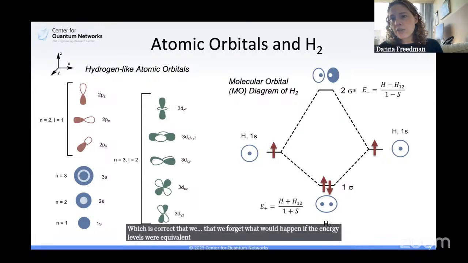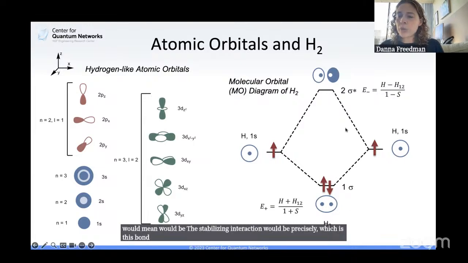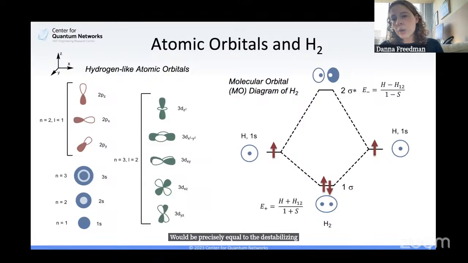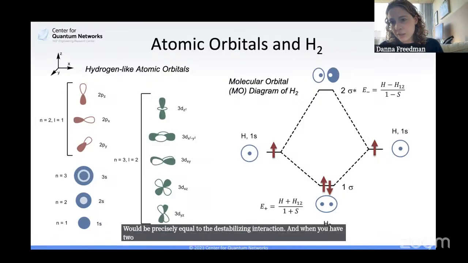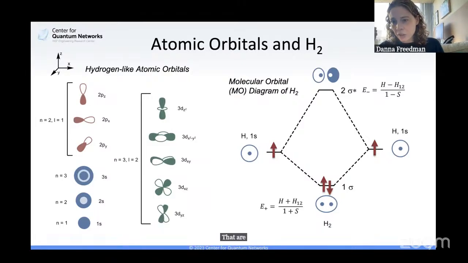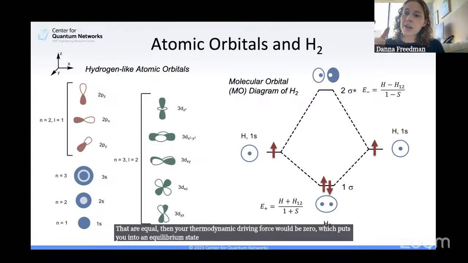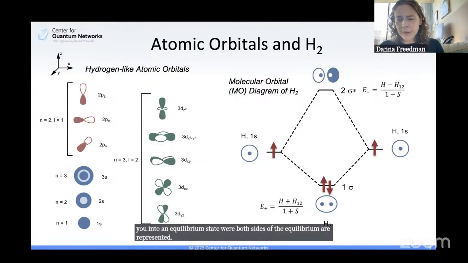If the energy levels were equivalent, then the stabilizing interaction, which is this bonding combination, would be precisely equal to the destabilizing interaction. And when you have two competing forces that are equal, then your thermodynamic driving force would be zero, which puts you into an equilibrium state where both sides of the equilibrium are represented. Does this make sense to everyone?